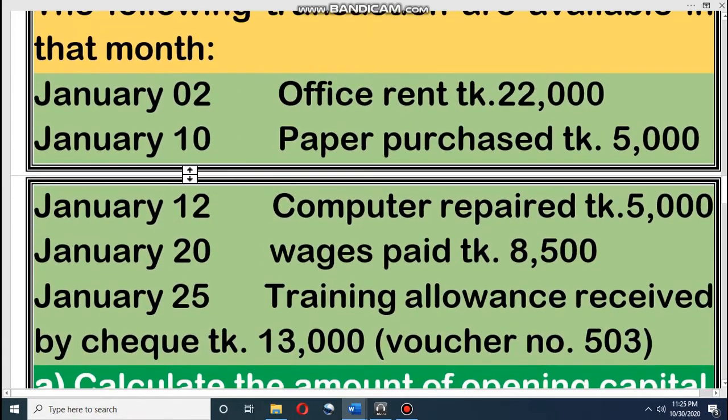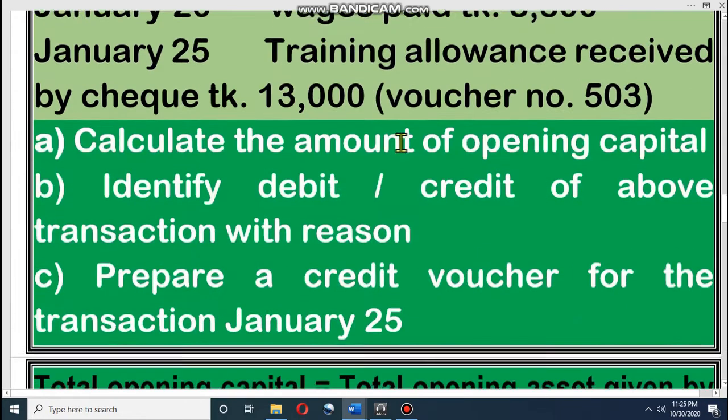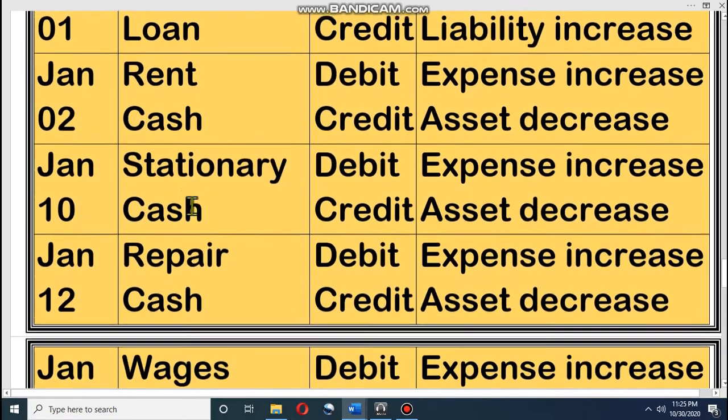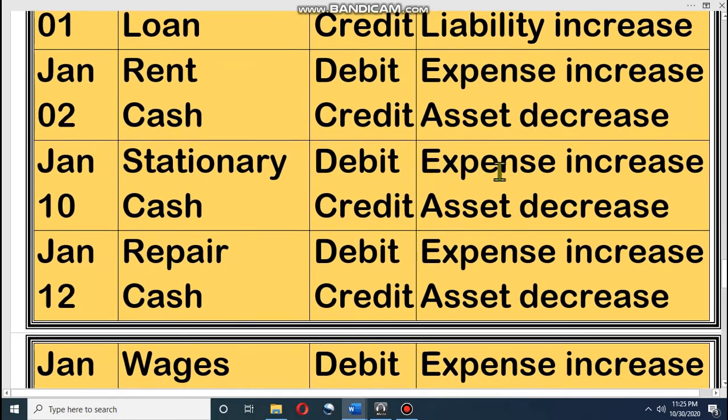Then let's come to the next transaction. Paper purchase taka 5,000. You know that paper is stationery, therefore stationery debit, cash credit. Again I have to pay cash money, stationery debit, cash credit. Stationery is debit because it is an expense. On the other hand, cash credit. Earlier I discussed cash is an asset, that's why asset decrease, credit.